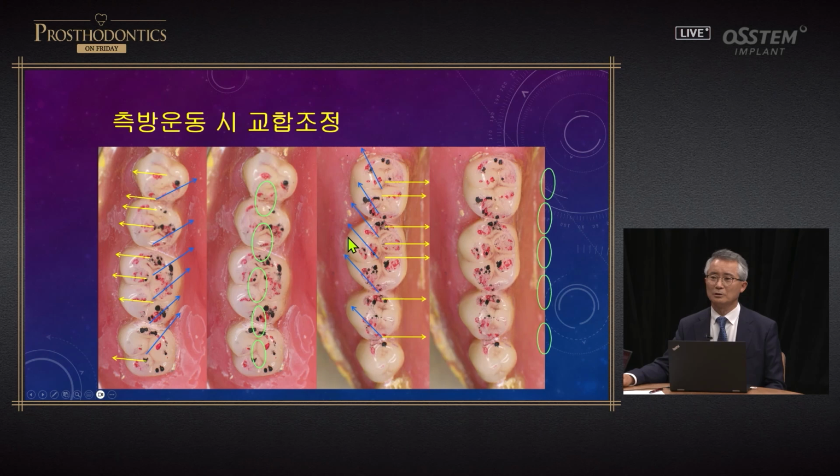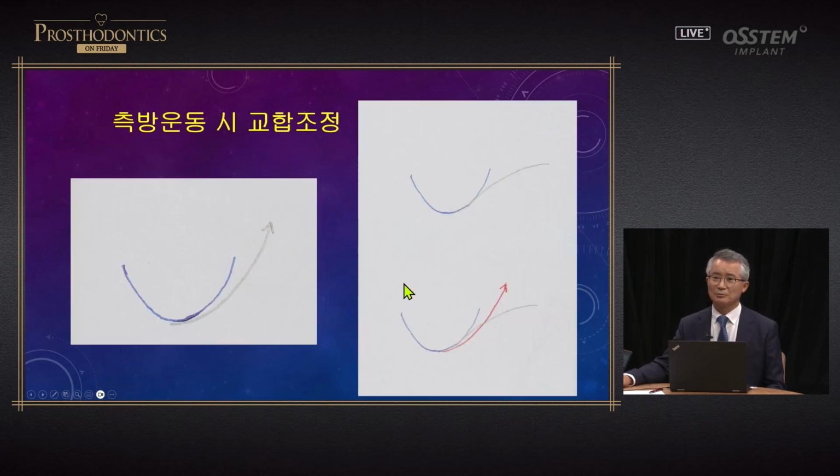We need to look at the direction and make occlusal adjustments, so then things will become much more simple. I believe keeping this image in mind is very important. Look at this tangential line. If you look at this case, from start to finish, the angle is bigger compared with that side.